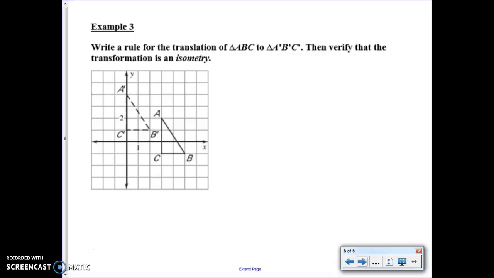Our rule is just going to be, how did we move? So our coordinate notation, x, y goes to, and probably the easiest thing is just to pick a point. If I pick point A, how do I move to get to point A prime? It looks like I've moved 1, 2, 3 boxes over to the left. So that means I'm going to have to subtract 3. And then I've moved 1, 2 boxes up. So that means I'm going to add 2. So there's my rule. Now, we want to verify that it's an isometry.